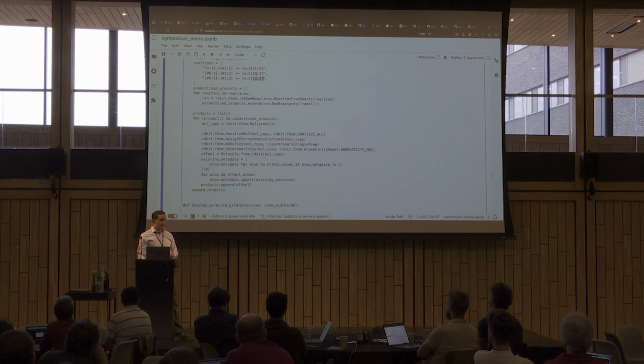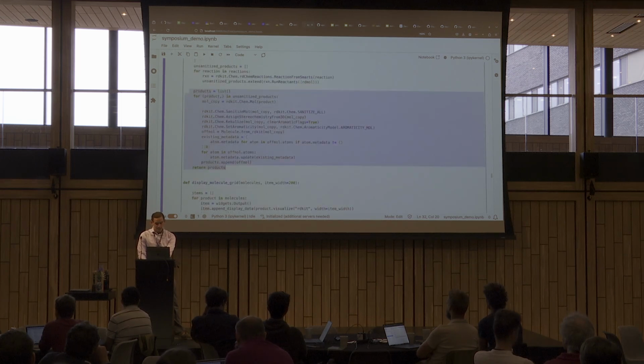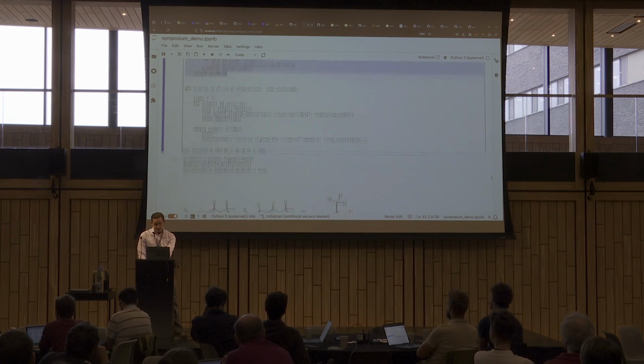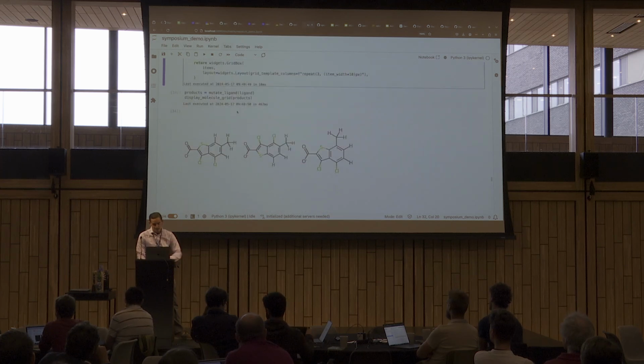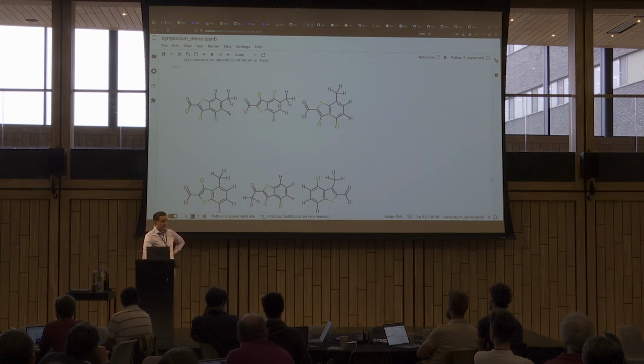And we say, okay, RDKit, you're great at this, go ahead, run these reactions on the input. Then some boilerplate to get the new molecule sanitized, and if it has any new stereocenters, those have to be assigned. And then a quick thing to let us view the output. And here's the output of this mutation process.